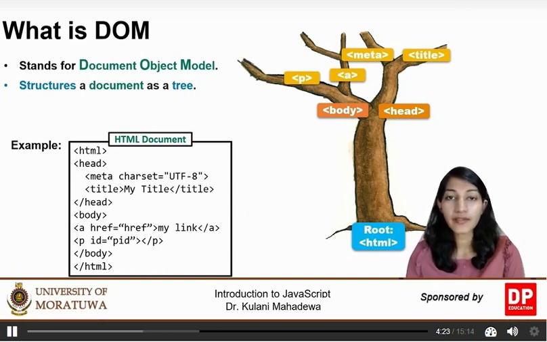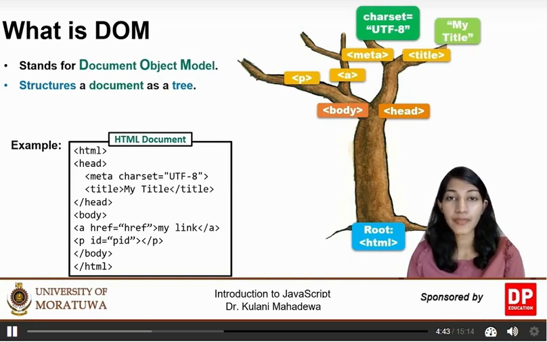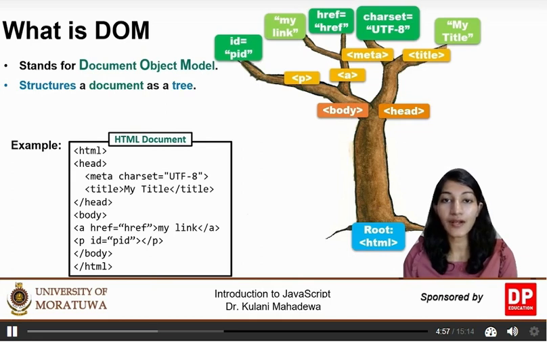Now we need to add attributes and text also to the DOM tree. In the meta tag, we have one attribute, that is charset. We add it as a leaf node to that branch. In the title tag, we have text. We add that also as a leaf node to that branch. Similarly, we add all the attributes and text in other tags also as leaf nodes to the corresponding branch. Alright, now we got the complete DOM tree structure of our HTML document.